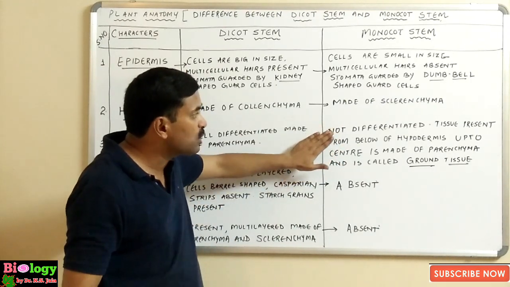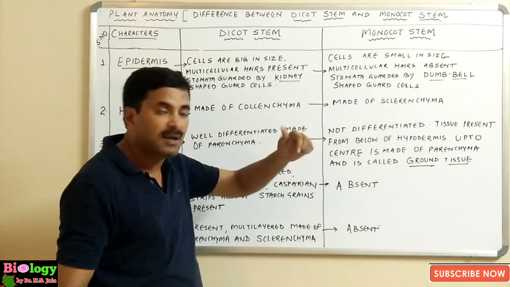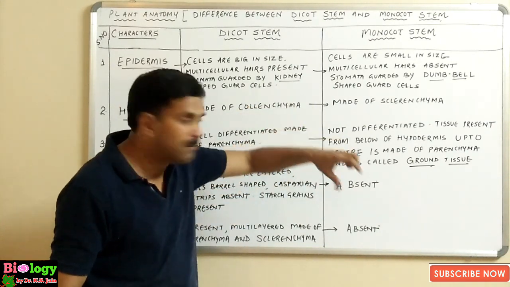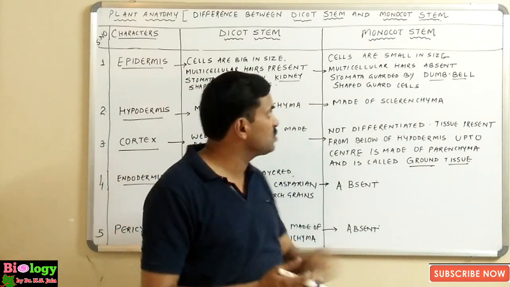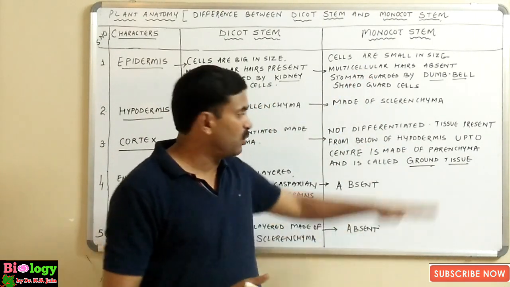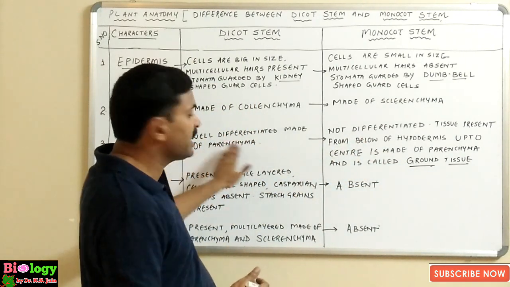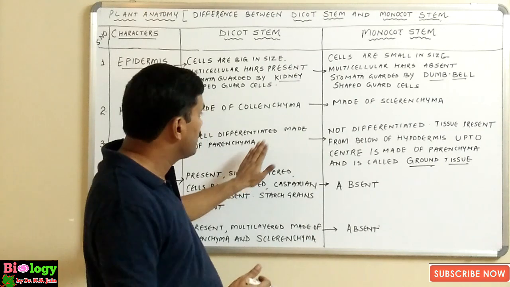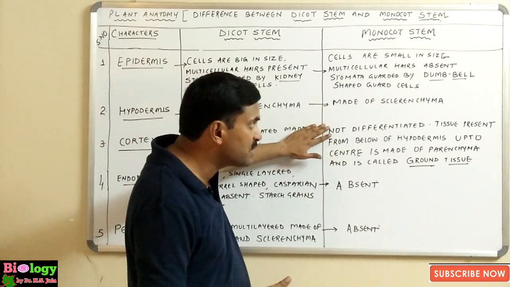Hence we can say that the cortex is not differentiated, but the tissue present from below the hypodermis up to the center is made up of parenchymatous tissue in the monocot stem, and it is called what? The ground tissue. So we can say that the cortex is well differentiated here, and it is made up of parenchyma. Here the cortex is not well differentiated.